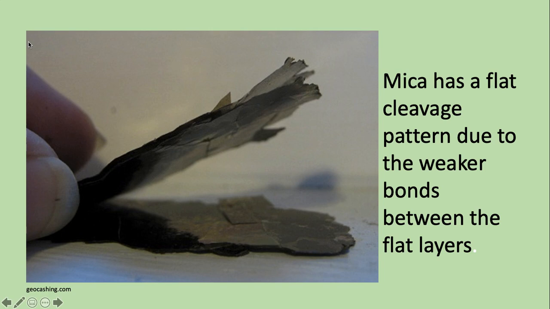Mica is another mineral, and it has flat cleavage. The flat cleavage pattern is due to weaker bonds between the flat layers. And so it comes apart in these sheets.